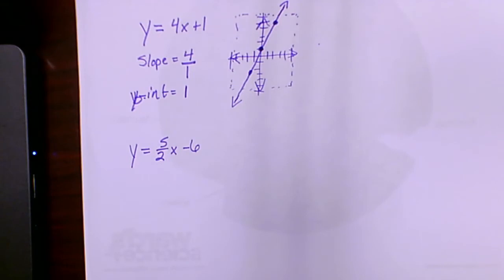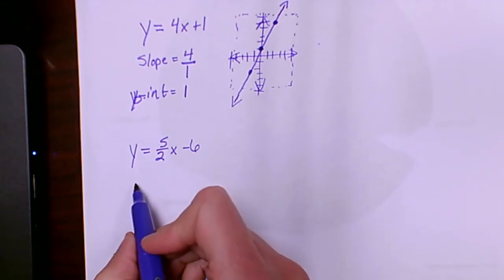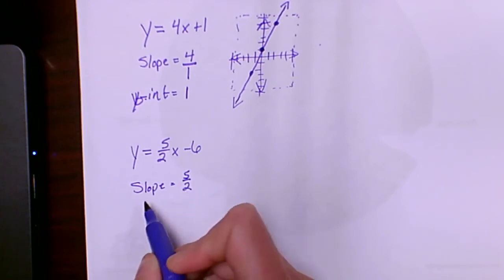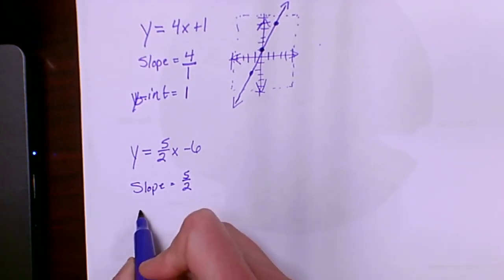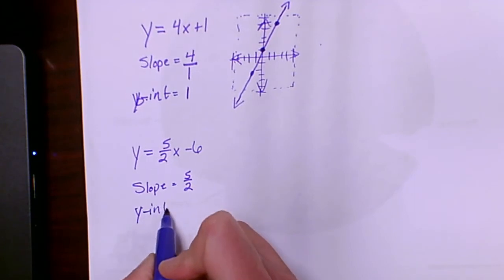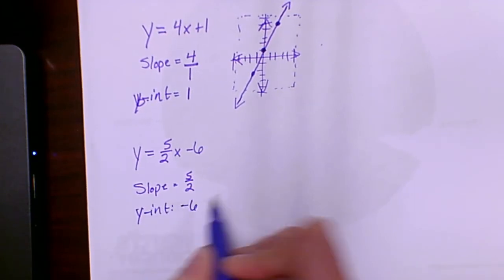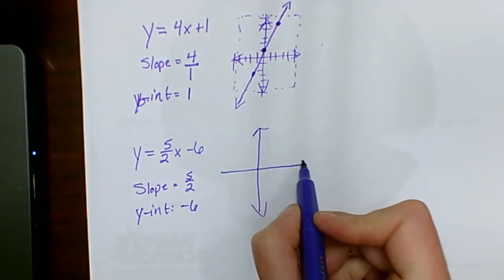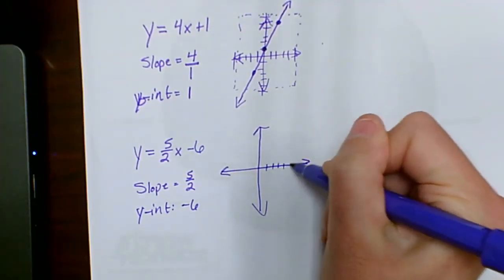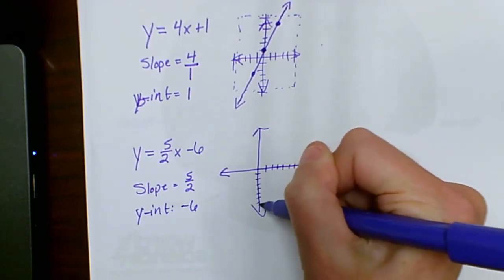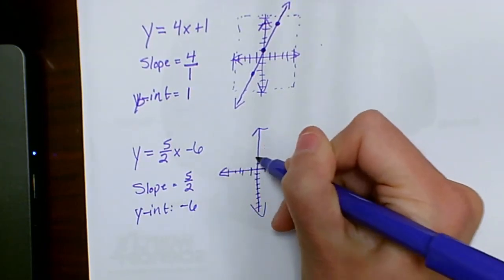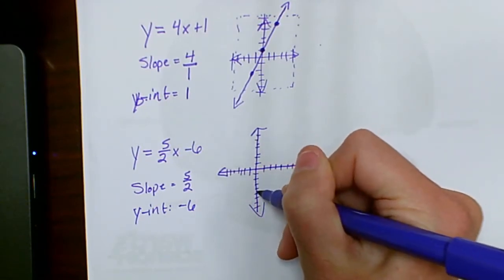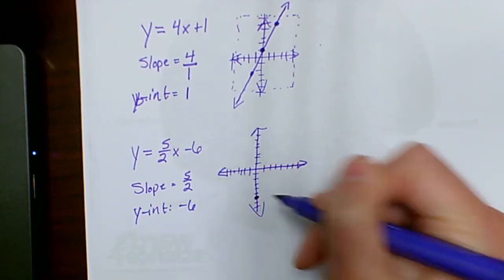Y equals 5 over 2x minus 6. So the slope is 5 over 2, or up 5, right 2. And the y-intercept is negative 6. So to graph it, we start at negative 6 on the y-axis. So 1, 2, 3, 4, 5, 6. That is our starting point.